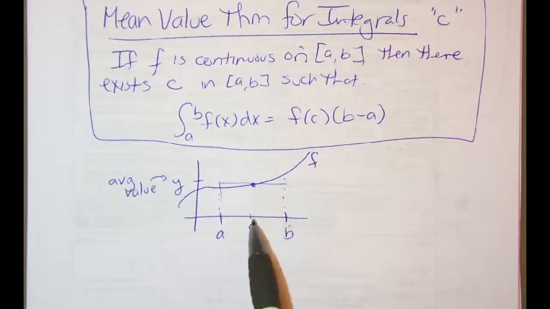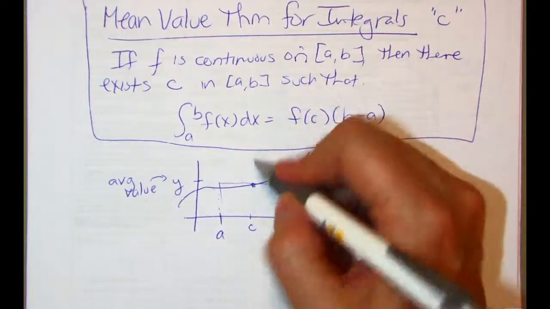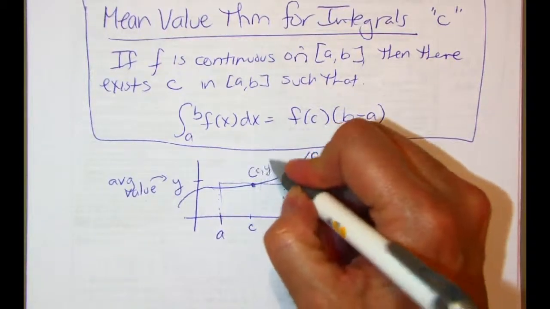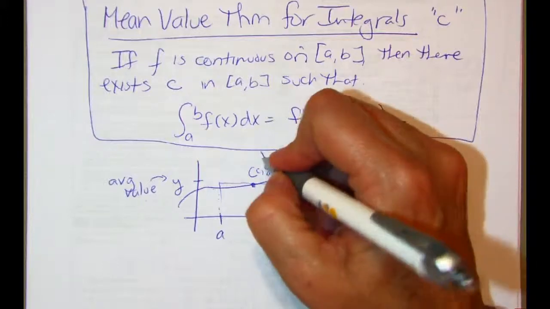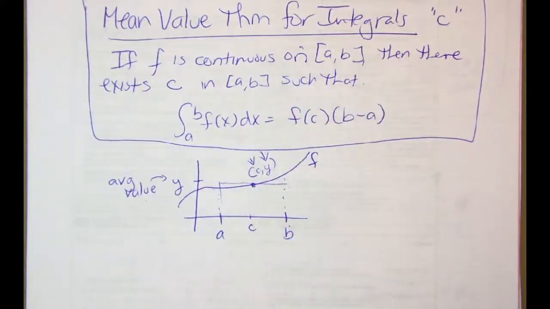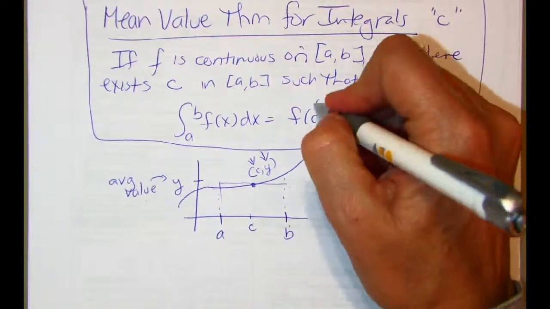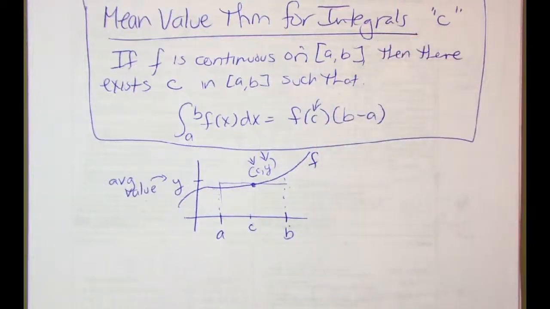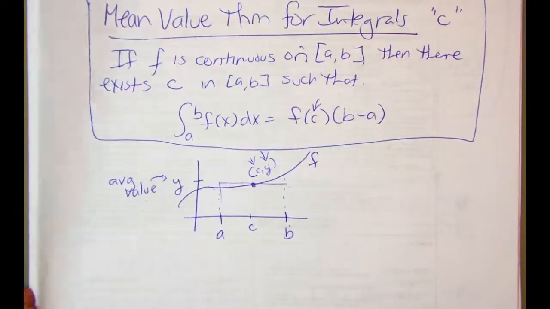Now what we're going to do is we're going to find the c value for this ordered pair. This ordered pair here is c, y. This is average value. This is mean value theorem for integrals. And so we're going to find it right there. So let's do an example.